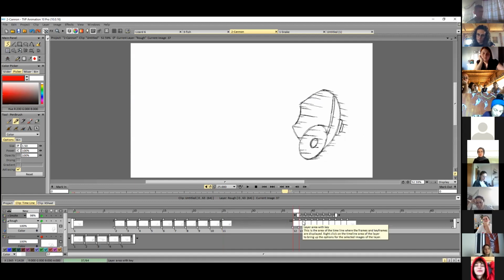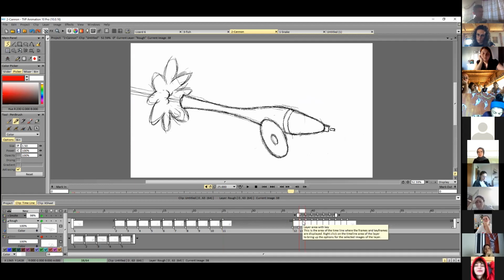And the version, so I drew just a few frames, 1, 2.